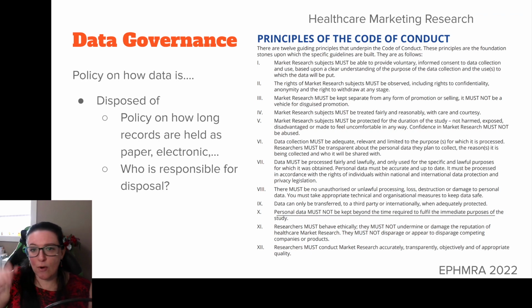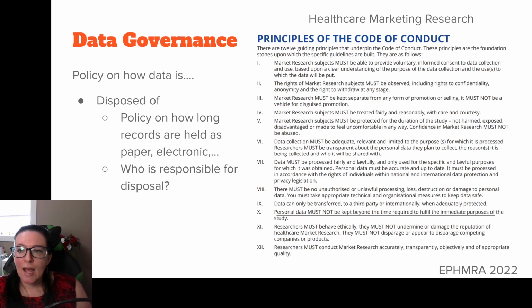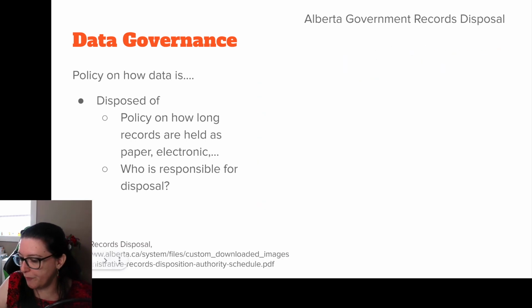So then the third part for data governance is going to be how we dispose of the data. And the key here as we look at industry code of conducts is that any data, any personal data cannot be kept beyond the time required to fulfill the purpose of the study. So we always come back to why was the information collected? What is it going to be used for? And so we need to destroy that data when we have used it for its purpose. So policies on how long records are held as paper, electronically, who's going to be responsible for the disposal.